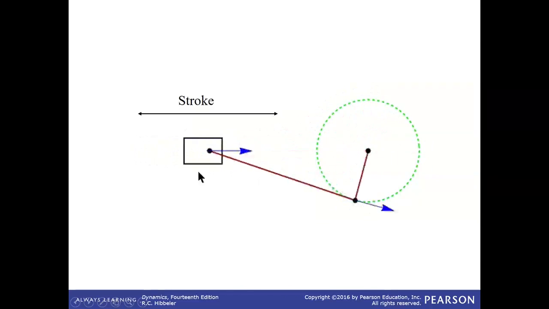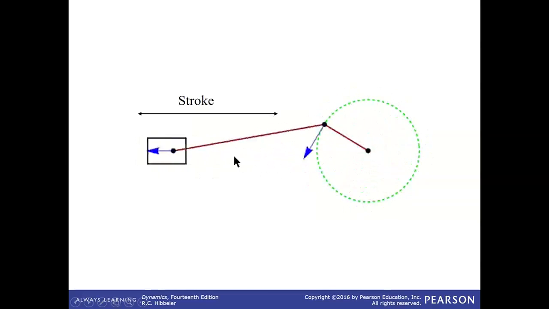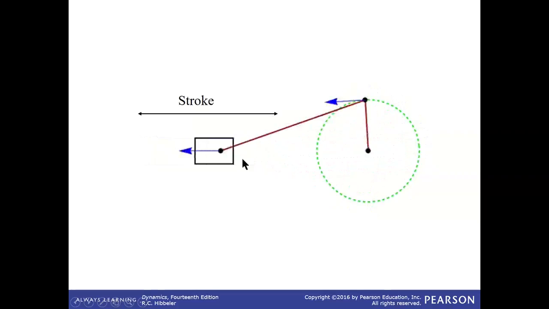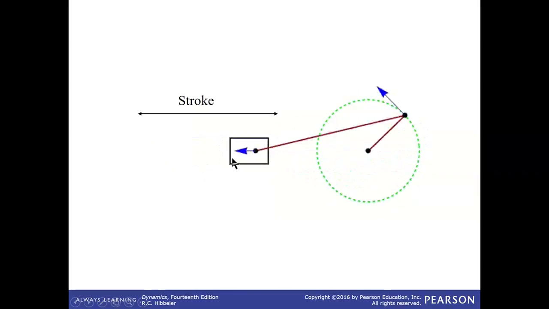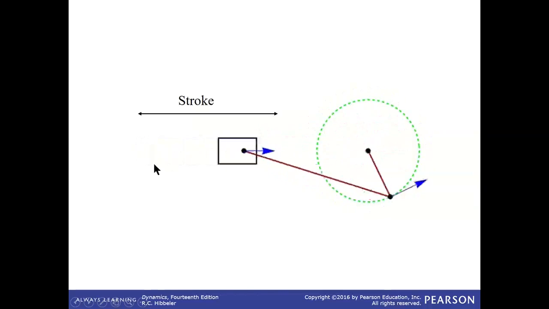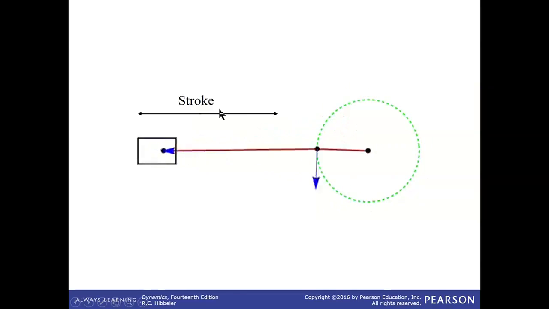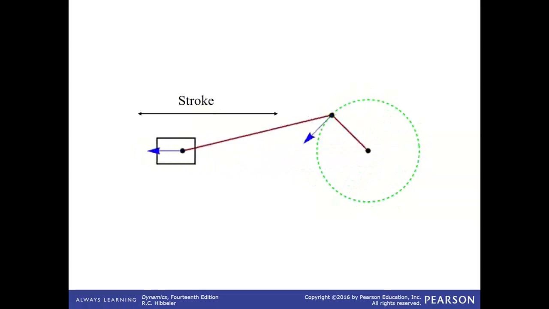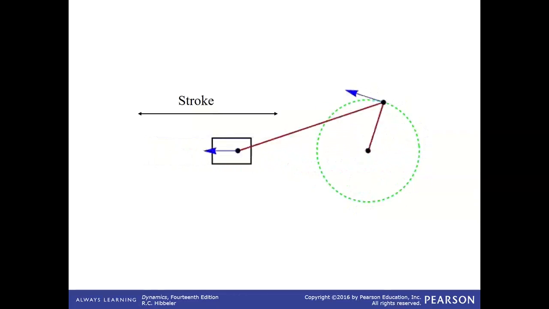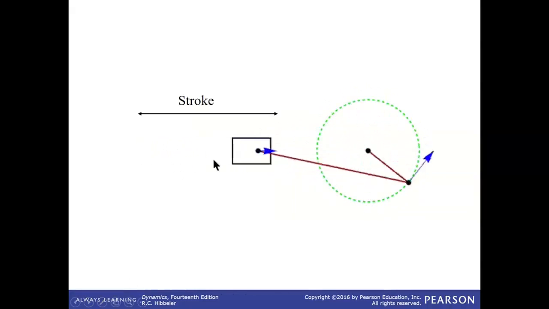This sliding box, we call it slider or piston. And this connecting rod is in between the crank and the slider and piston. The piston travels the maximum distance from one point to the other point, and that maximum distance we call stroke.